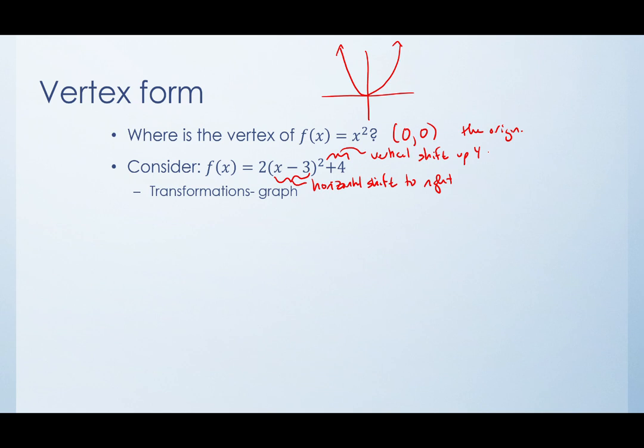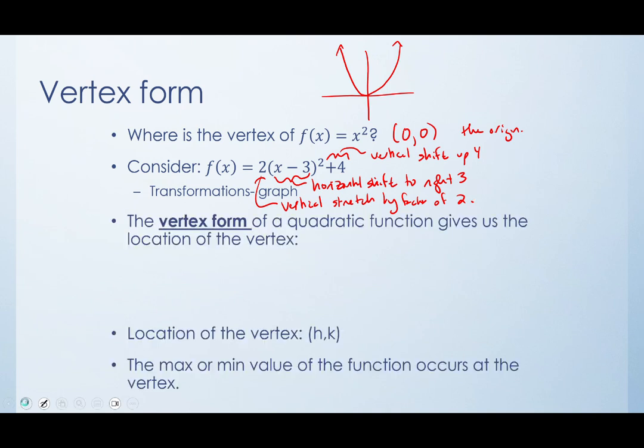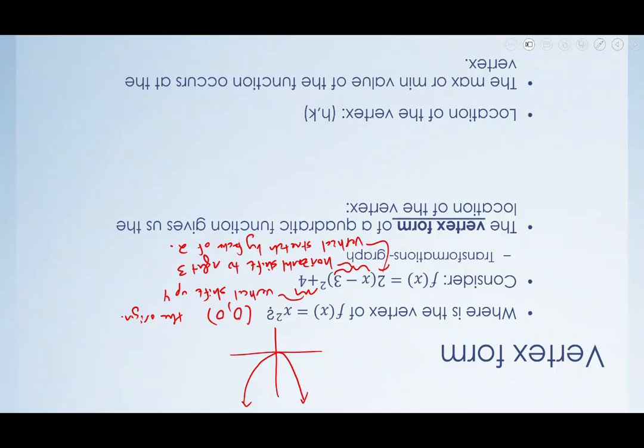The plus 4, that's going to be a vertical shift up 4, and to the right was right 3 units. I forgot to say that. And this one has one more transformation, right? The 2 here is a vertical stretch by a factor of 2. So we can see if we graph this thing that, there we go, flip upside down.